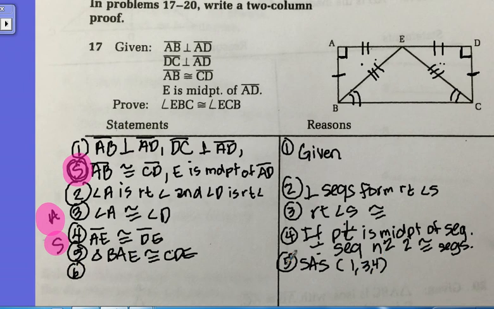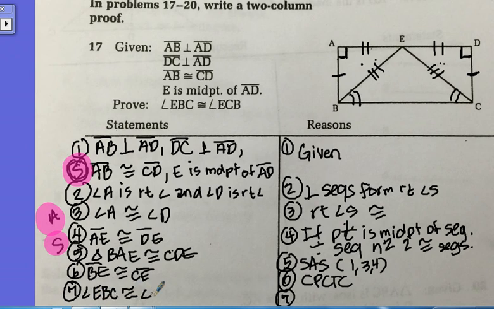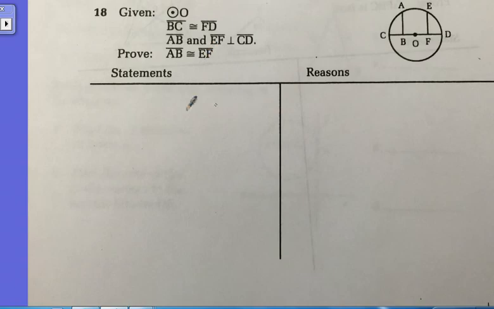And moving on to 6, remember that I had talked about us using these two as our CPCTC. So BE congruent to CE through CPCTC. And lastly, we can now state that angle EBC is congruent to angle ECB, because if legs, then base angles. Yay.